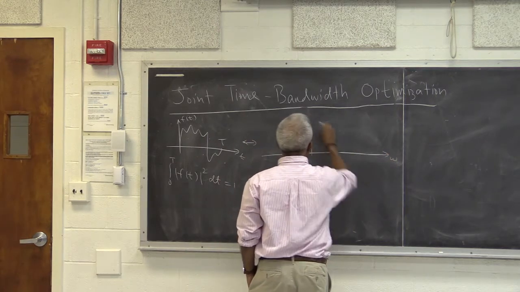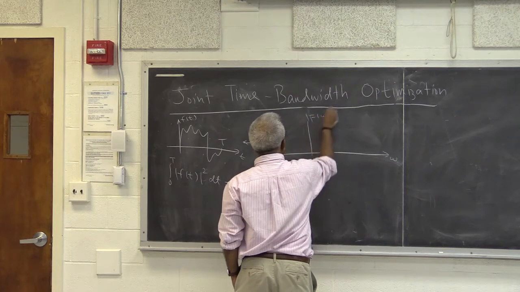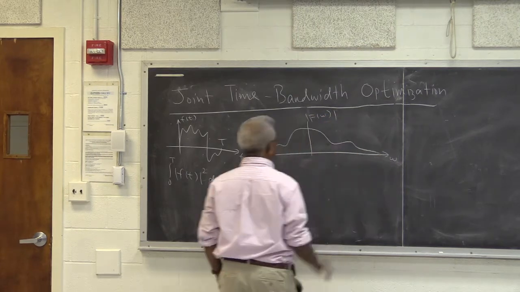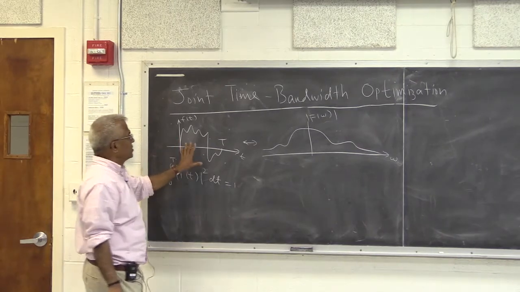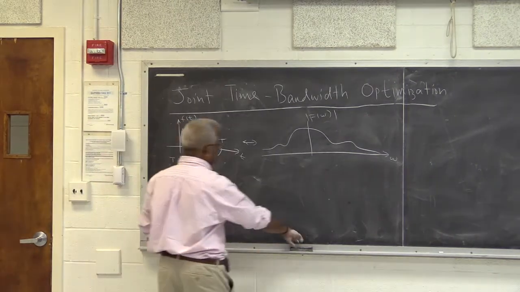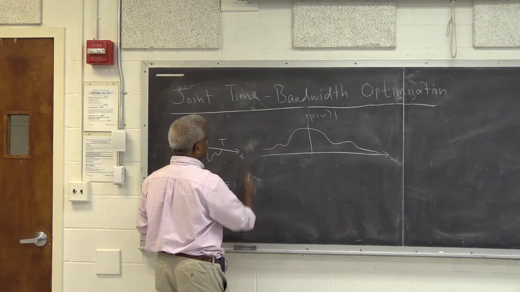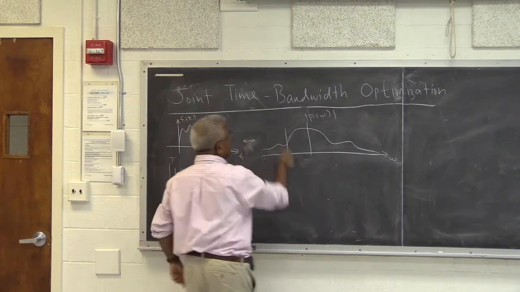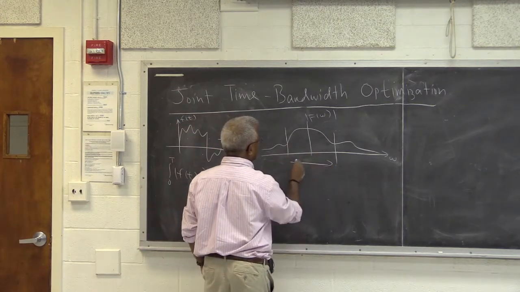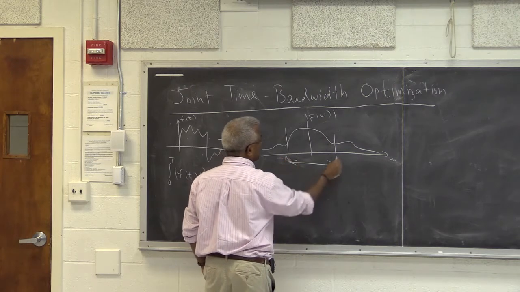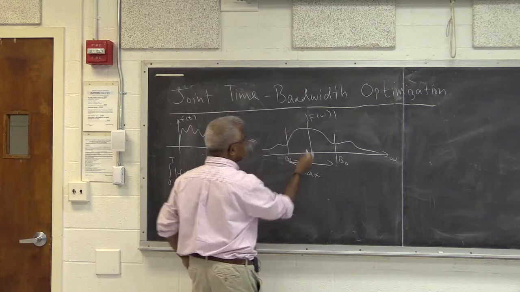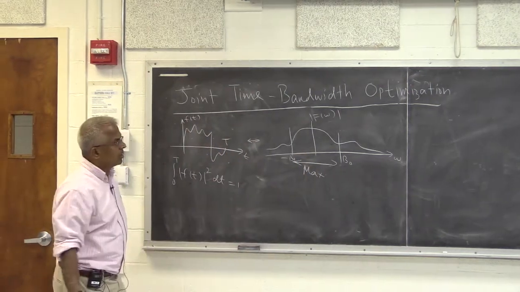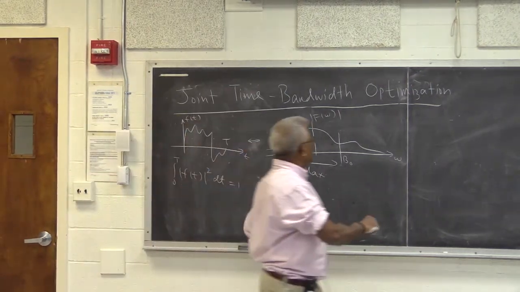So let's say its Fourier transform F(omega) is like this. So what we mean, if it is a pulse here, then the transform is not going to be a pulse. It's going to be all over the frequency domain. But we want this energy to be maximized in some frequency band B naught. So we want the maximum of the energy there.